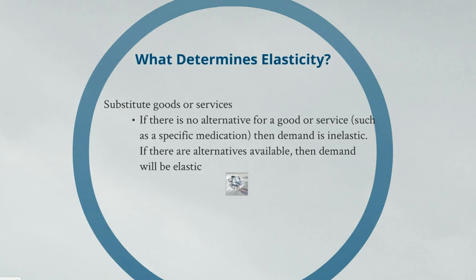There are several different factors that determine whether or not something is elastic. The first is whether there are substitute goods or services available. If there's no alternative for a good or service, such as a specific medication, the demand is inelastic. For example, if you take insulin, there's no good alternative for insulin. If the price of insulin goes up, you're going to continue to buy it. But if there are alternatives available, then the demand will be elastic.